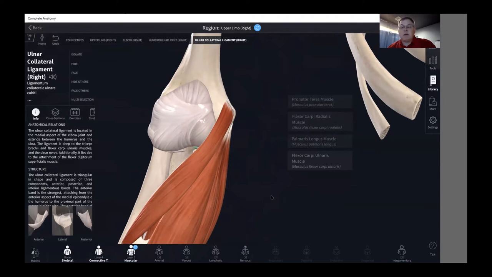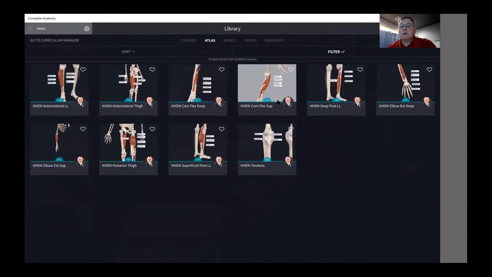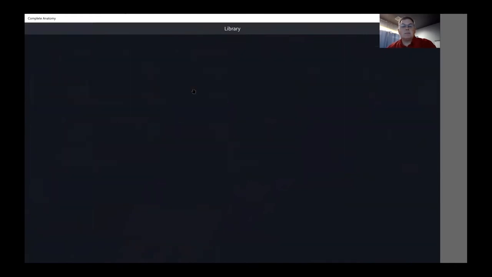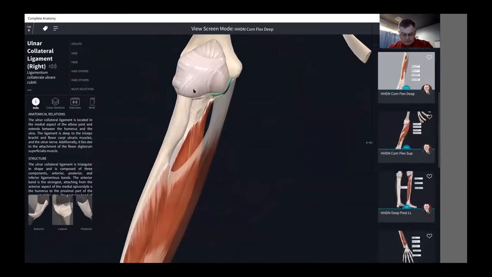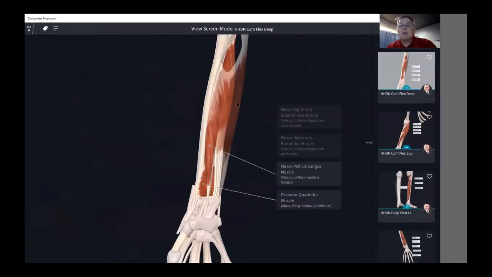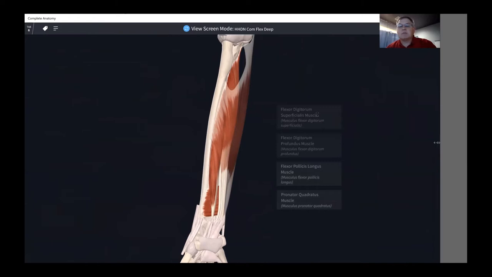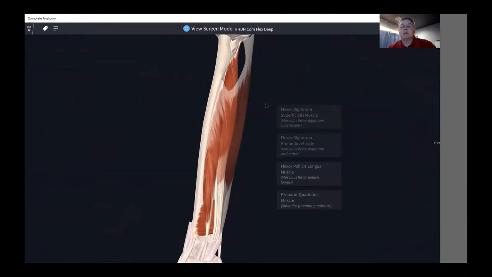So let's also now take a look at the deep musculature. I'm going to switch. So for the deep musculature, here we're going to look at flexor digitorum superficialis, profundus, and then flexor pollicis longus, and then the pronator quadratus.